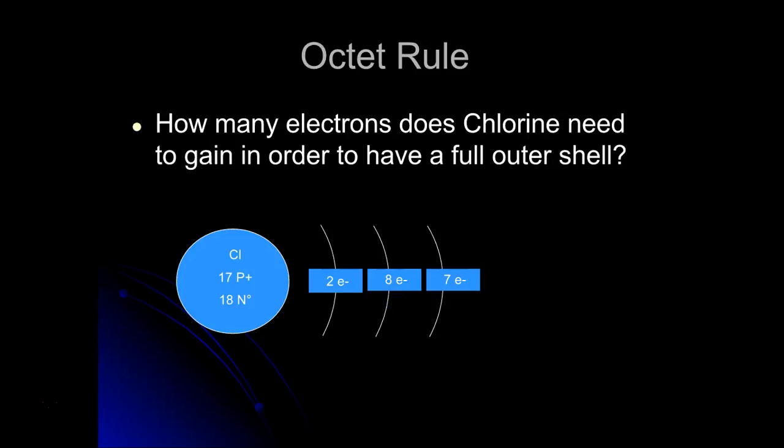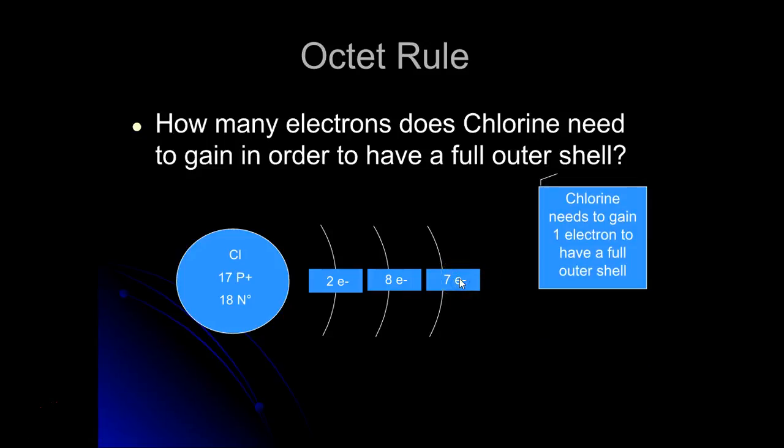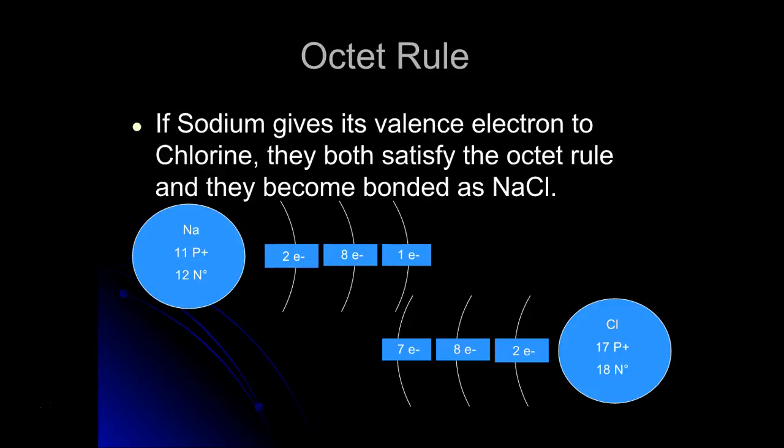How many electrons does chlorine need to gain in order to have a full outer shell? So we've got chlorine here with 17 protons. It's got 2 in the first shell, 8 in the second shell, that leaves 7 for the last shell. To make that last shell happy, it needs to gain 1 electron. So as you can see here, if sodium gives its valence electron to chlorine, they both satisfy the octet rule and they become bonded as NaCl, which is something you probably eat every day. This is table salt.